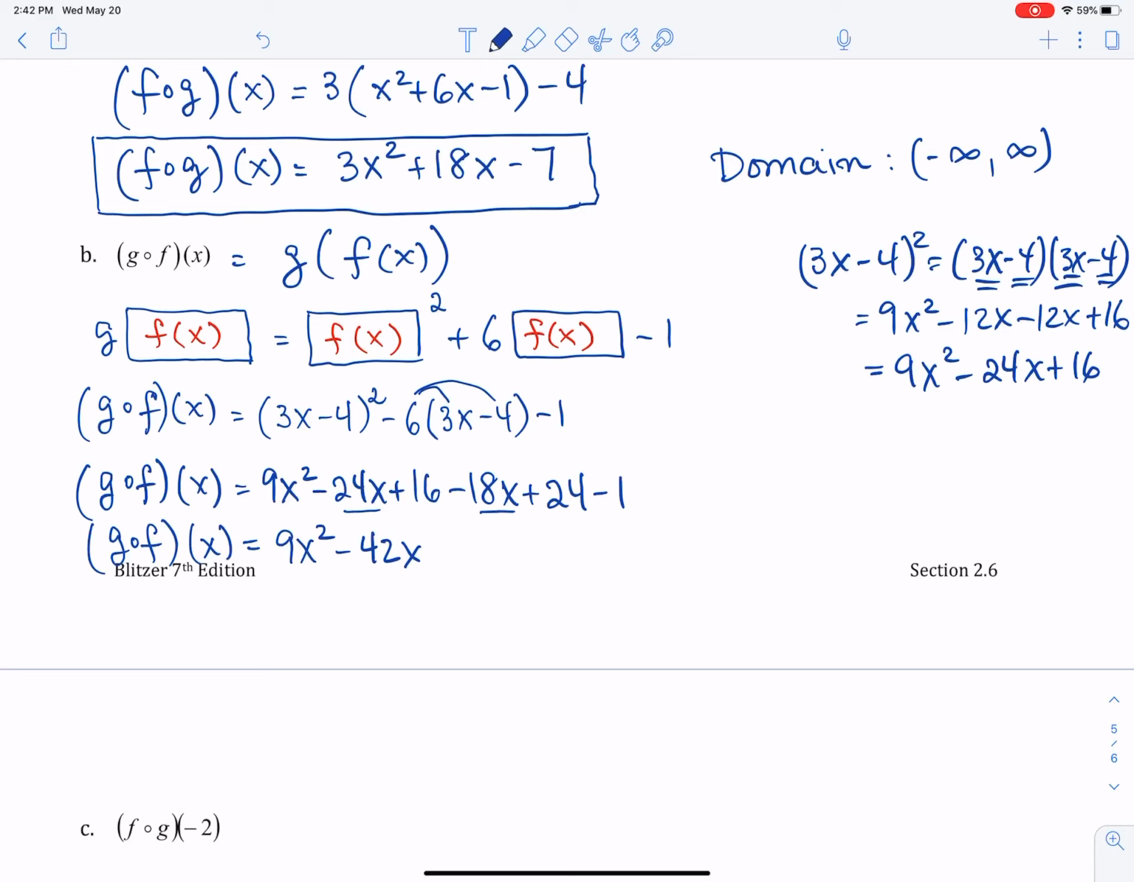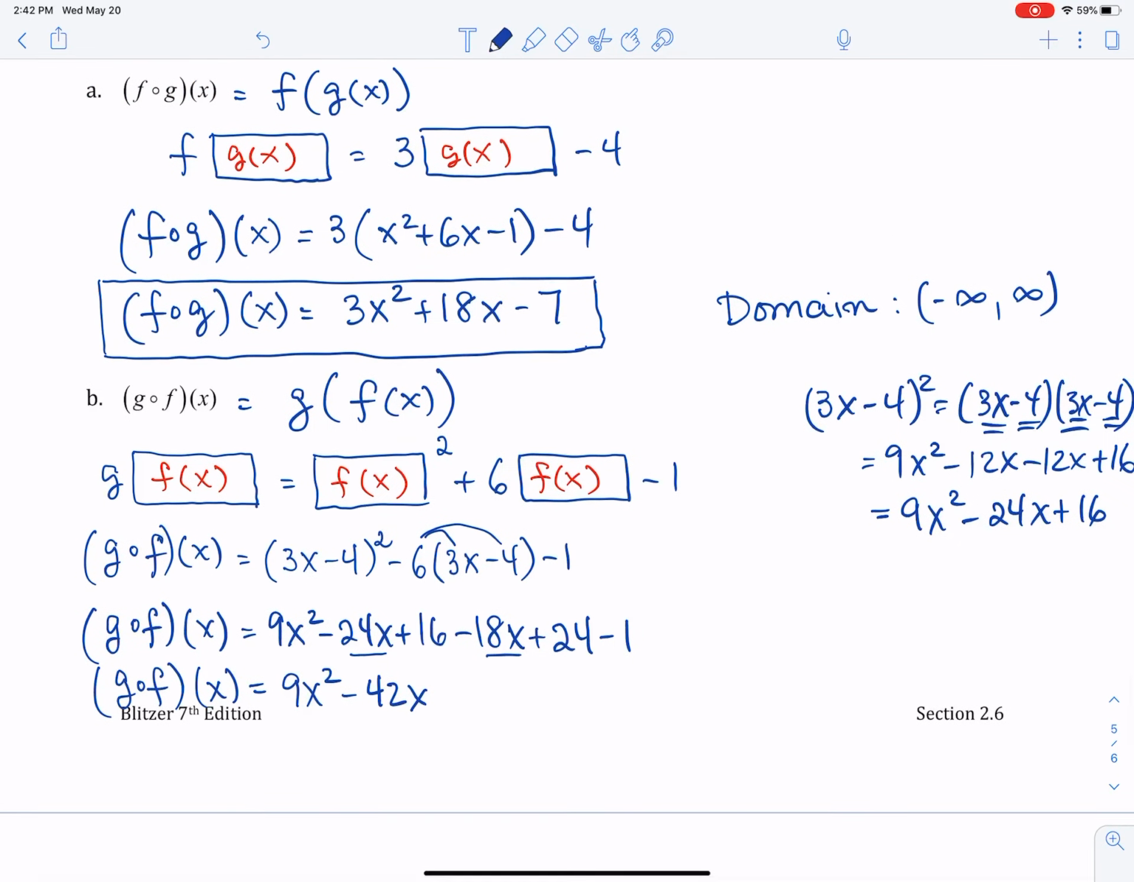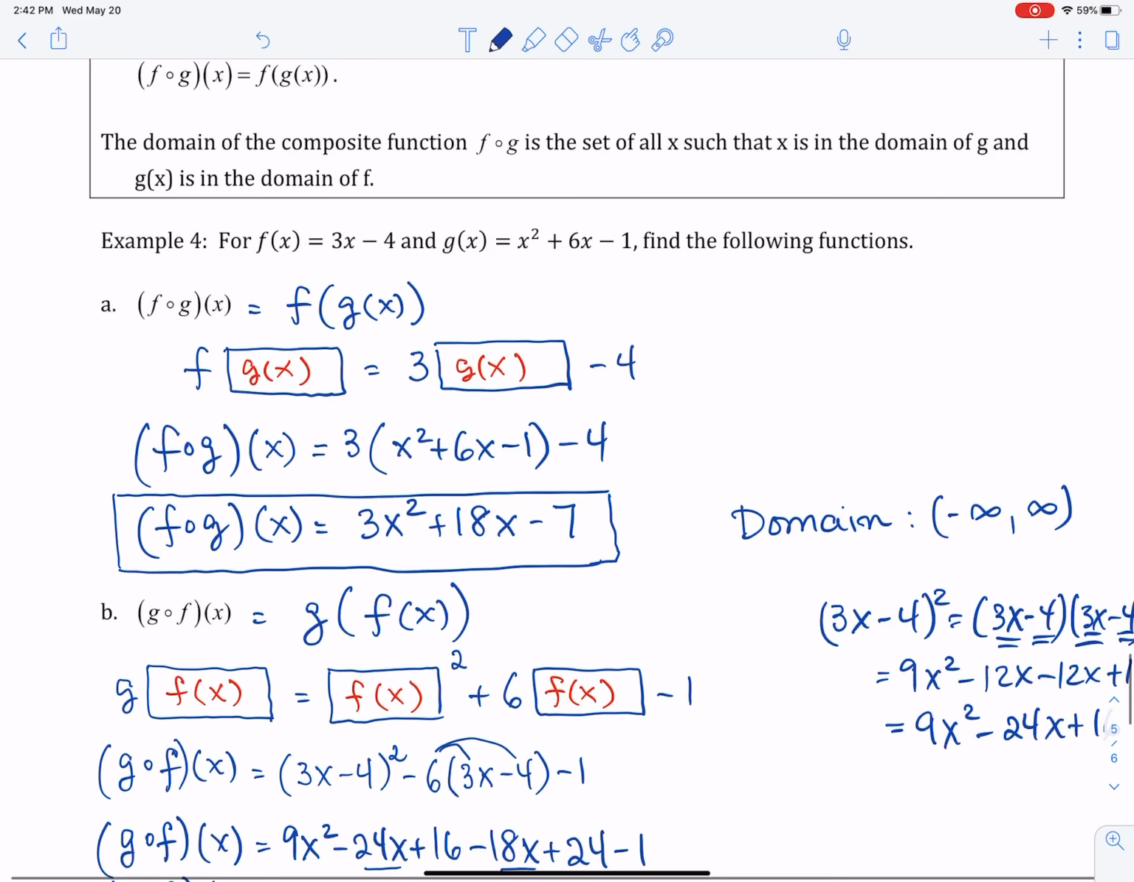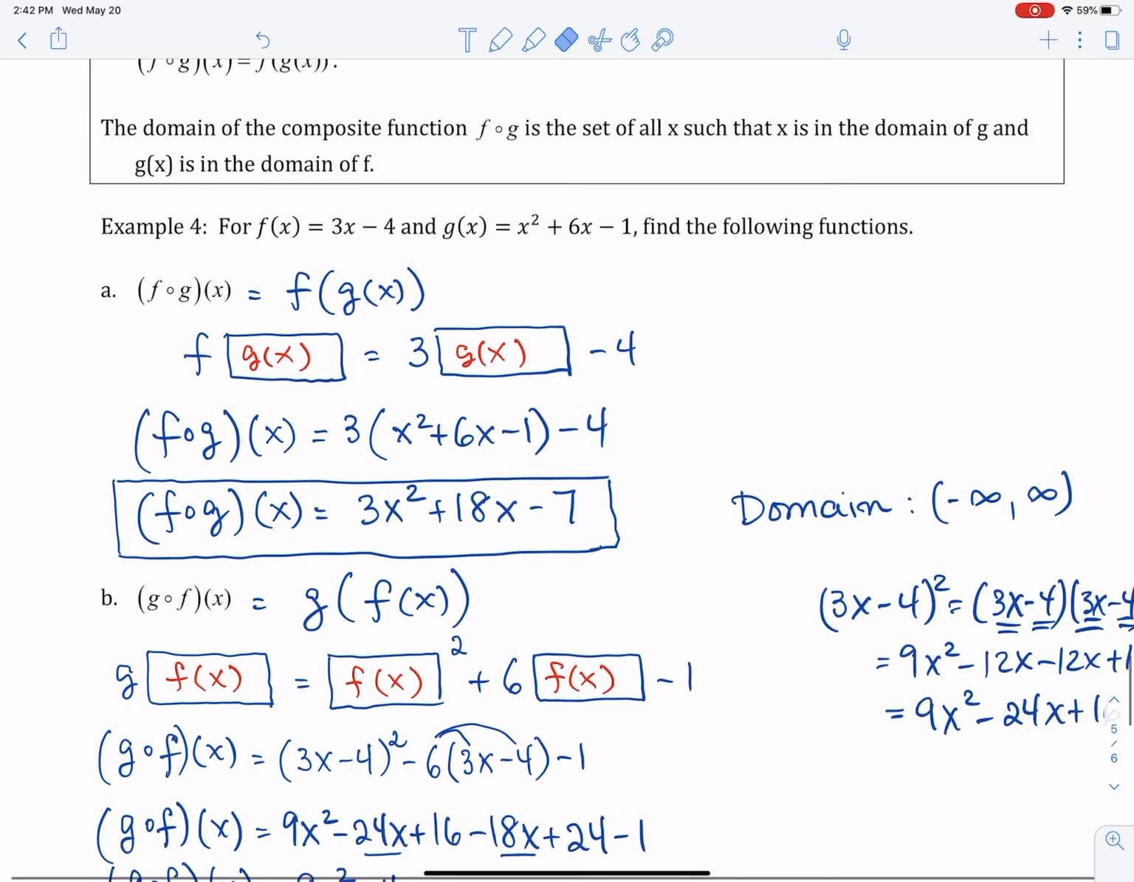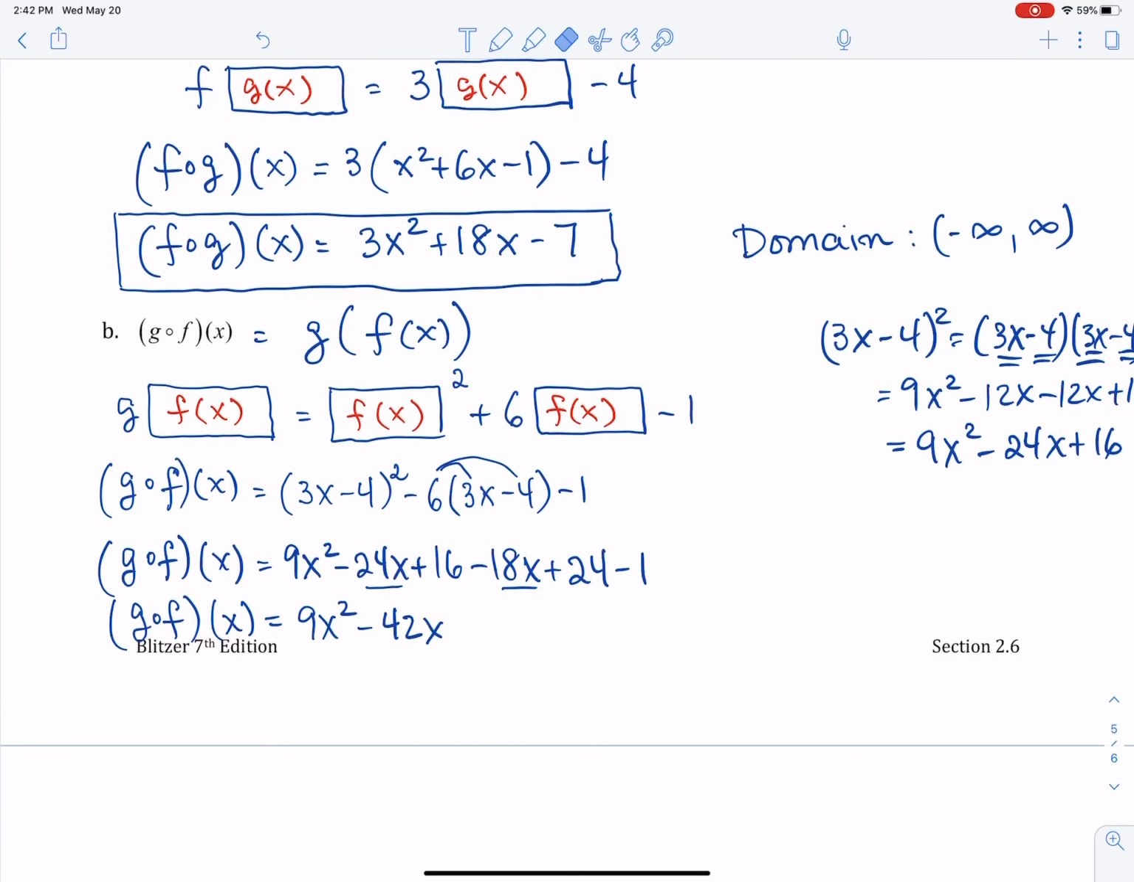Wait a minute, I have a mistake here. That's a positive 18. The function f was with the plus sign and I used the minus sign, so I'm going to correct that. So that was a plus sign here. So 6 times 3 is positive 18 and 6 times 4 is negative 24.